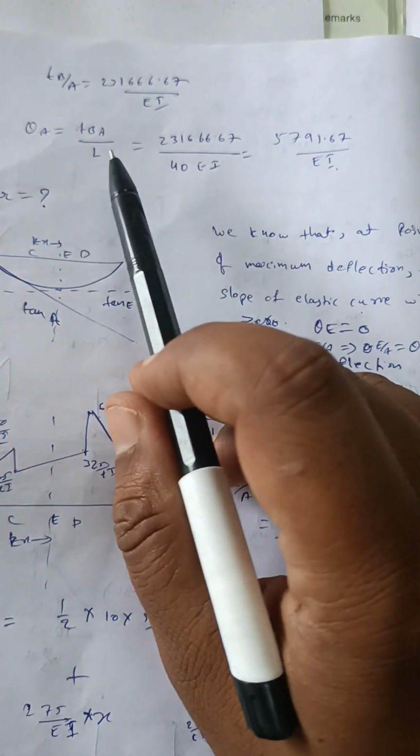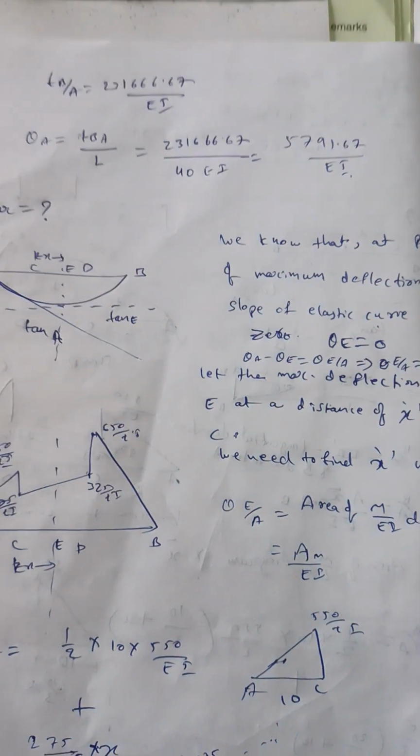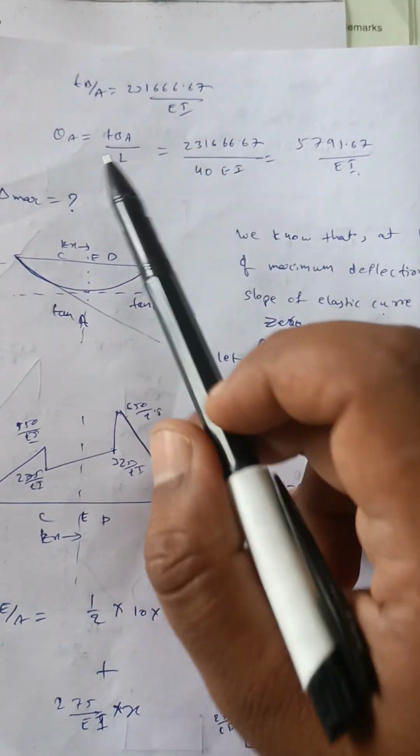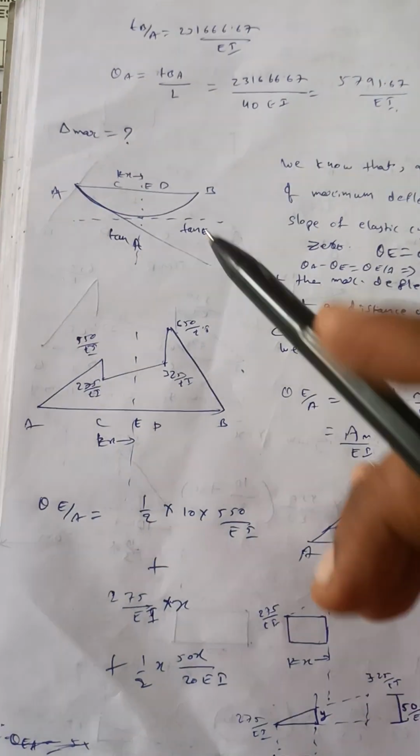So theta A equal to tan B by A divided by L. This value divided by L is nothing but 40. So therefore this is theta A. Theta A is over. Next we need to find the maximum deflection. So how to find the maximum deflection?